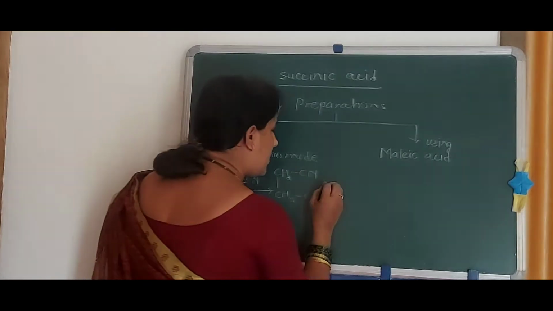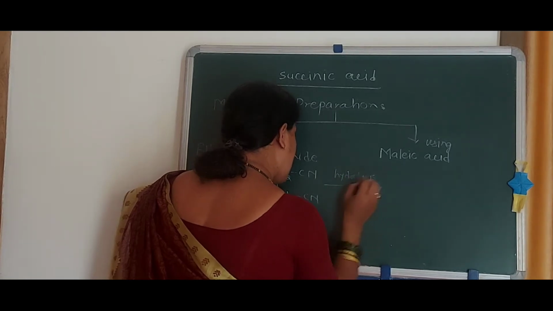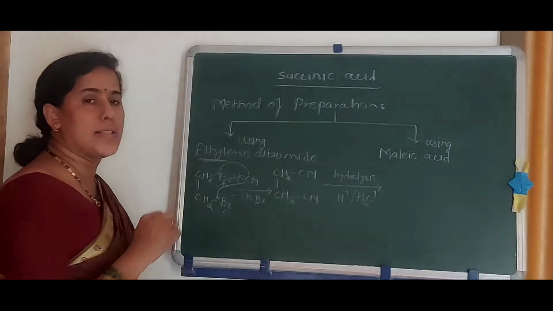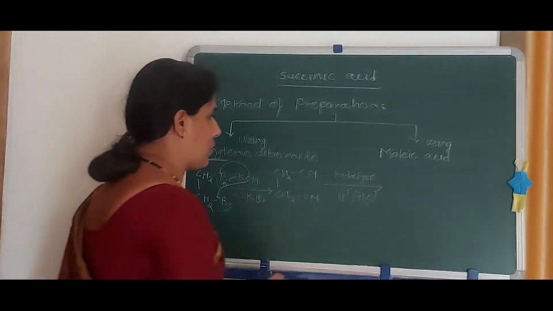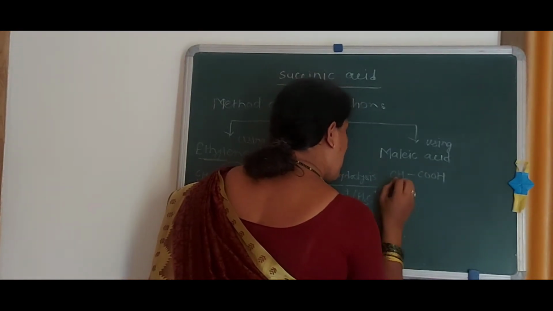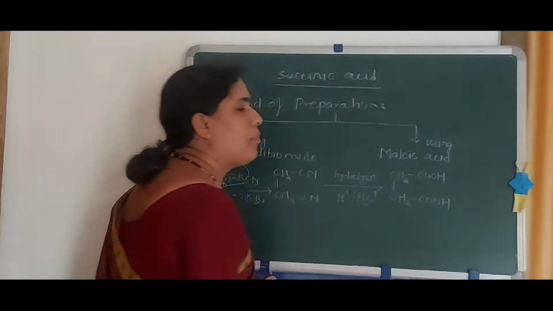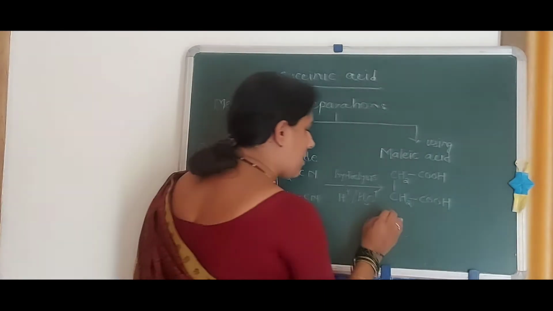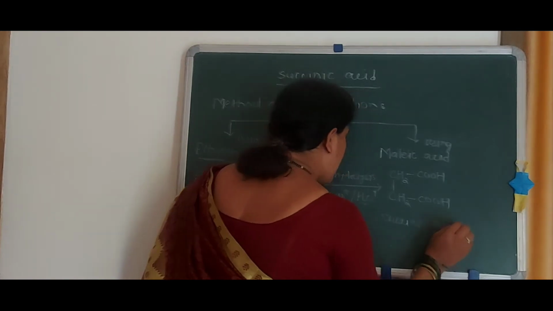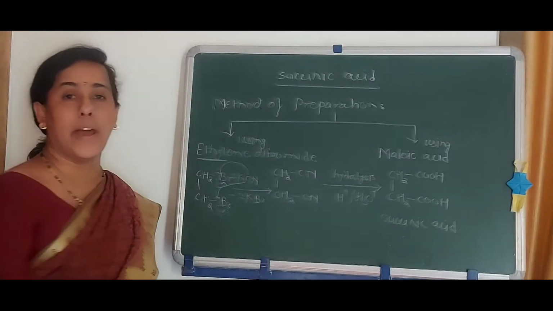Now on acid hydrolysis, H plus, H3O plus, acid hydrolysis, this CN group is converted into a COOH group, CH2COOH, CH2COOH. Then the name of this acid is what? The name suggests, we are writing here, it is succinic acid. This is the simpler method of preparation by using ethylene dibromide.